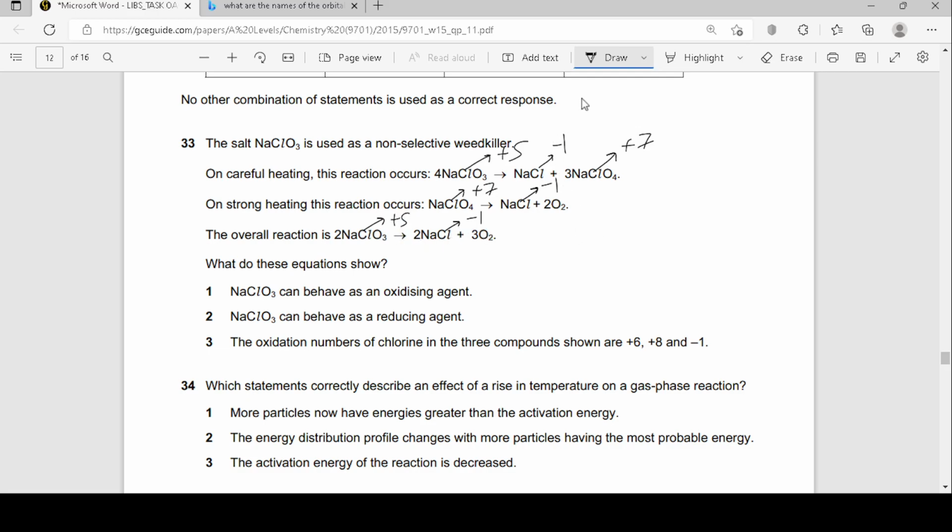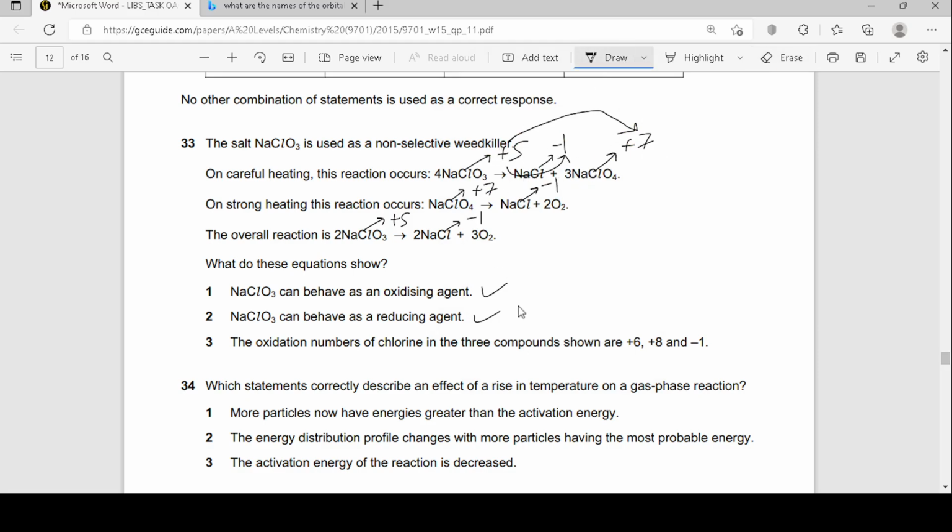So NaClO3 can behave as an oxidizing agent. Well, in fact it is undergoing a disproportionation reaction, which means it is also becoming oxidized and also becoming reduced by oxidation state. So it can behave as an oxidizing agent as well as a reducing agent, both of them, because that's what's happening in this reaction. It's becoming self-oxidized as well as self-reduced. Sorry, this should not be the arrow, this should be the arrow. So self-oxidized and self-reduced, right?